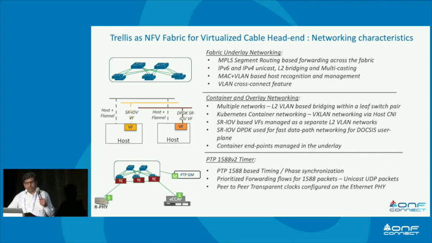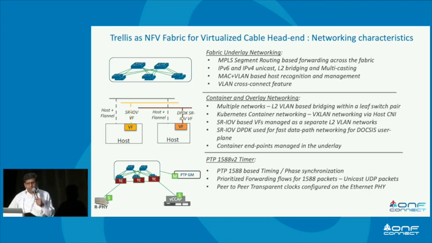Just to look at it from a networking standpoint, what does it mean, and what kind of requirements were there? The first thing is the fabric underlay itself. The other thing I forgot to mention is the leaf-spine fabric was completely white box based hardware which runs OpenFlow. It's an OpenFlow controlled infrastructure with the complete control plane running in the ONF Trellis controllers. So we do MPLS segment routing based forwarding across the entire fabric.